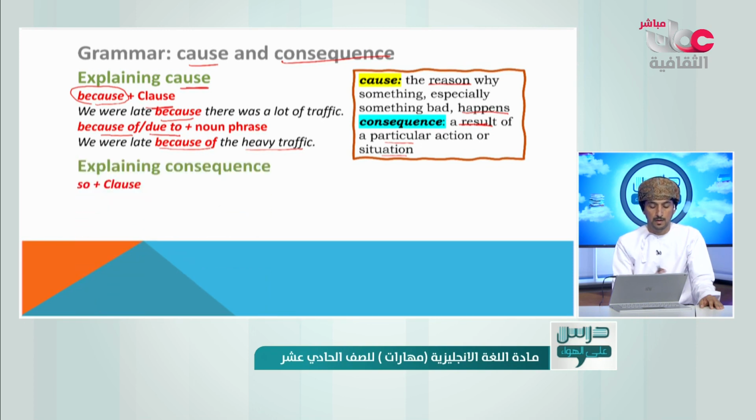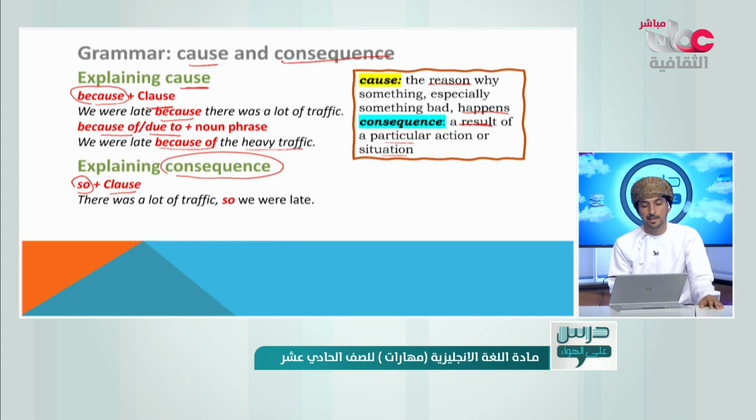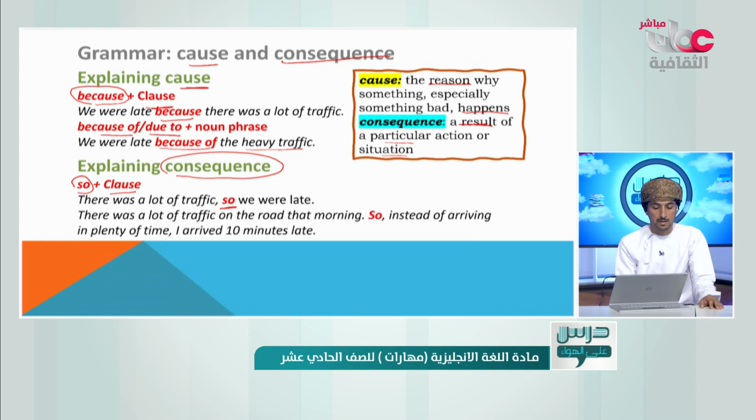Explaining consequence. Now we have finished with causes. Let us move to consequence. We use the conjunction so plus a clause. Let's see an example. There was a lot of traffic, so we were late. Here we have it in the middle between two sentences, and notice that we have a comma before so. You can also write it in a separate sentence. There was a lot of traffic on the road that morning, so instead of arriving in plenty of time, I arrived 10 minutes late.